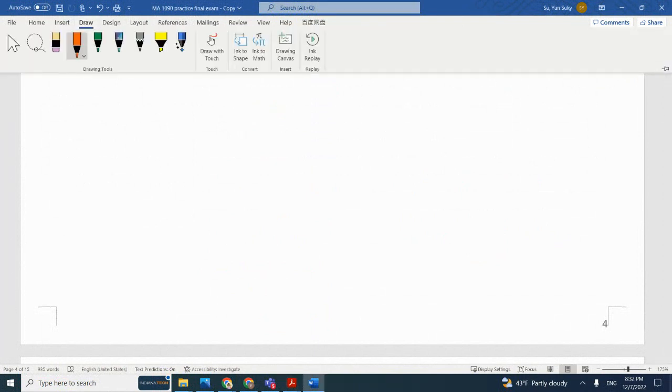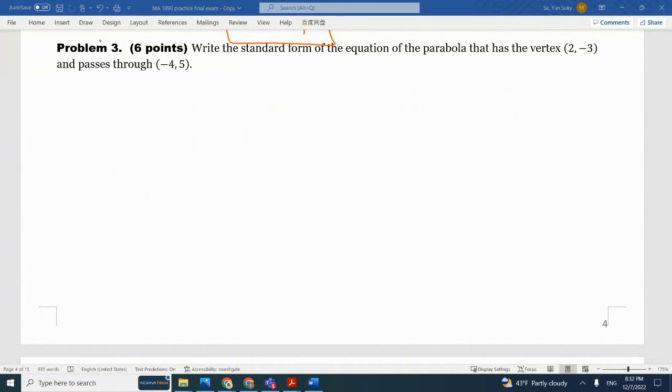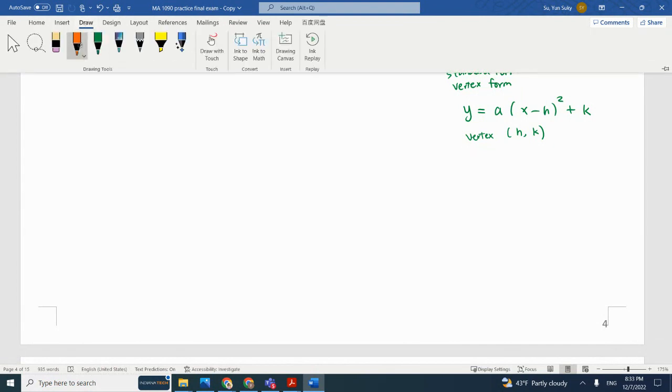Here, what's the standard form of parabola? Sometimes we call this vertex form. So we have y equals a times x minus h squared plus k. This is the vertex form. Right, everybody? And here, the vertex is h comma k. Therefore, here we know the vertex is 2, -3.